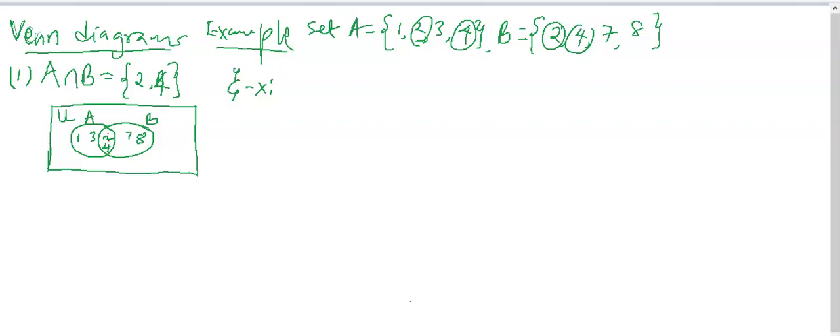In this video, we shall look at Venn diagrams, how we represent sets in a Venn diagram. Venn diagrams are meant to show the relationship between sets. For example, consider set A that has 1, 2, 3, 4, and set B that has 2, 4, 7, and 8. A intersection B is the set that contains 2 and 4, because 2 and 4 are in both sets A and B.